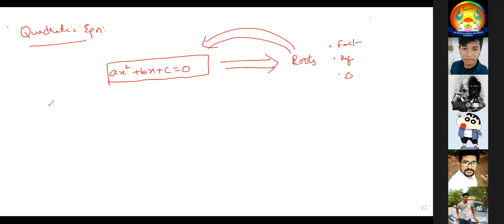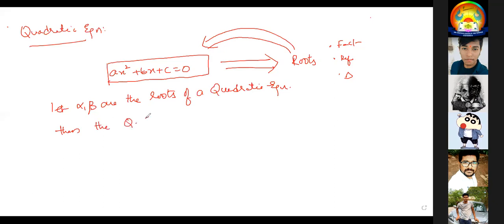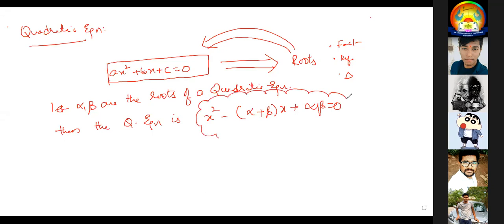Let alpha, beta be the roots of a quadratic equation. Then the quadratic equation is x square minus (alpha plus beta) into x plus alpha beta equal to 0. That's the thing.